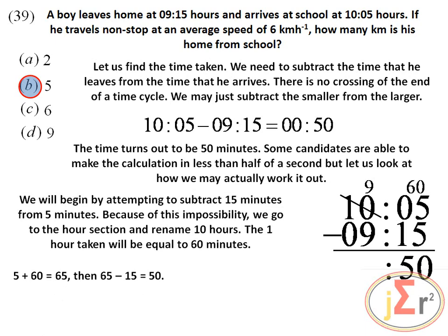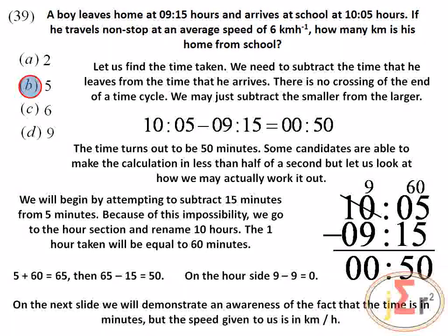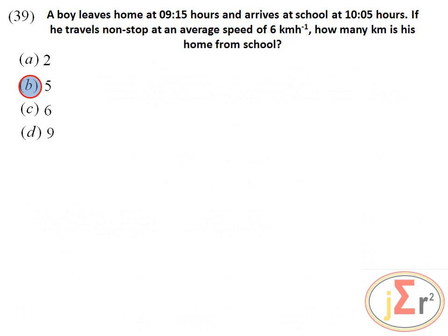So we have right here 5 minutes with 65 minus 15, and that turns out to be 50 minutes. On the hour side, 9 minus 9 is equal to 0. On the next slide, we will demonstrate an awareness of the fact that time is in minutes, but the speed given to us is in kilometer per hour. We have to be aware of that.